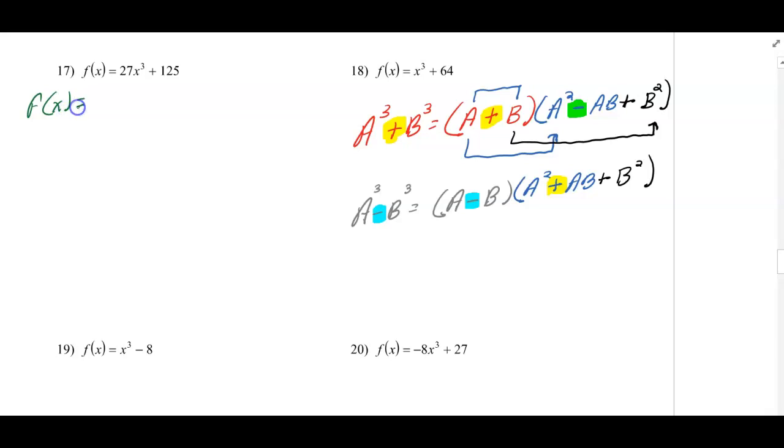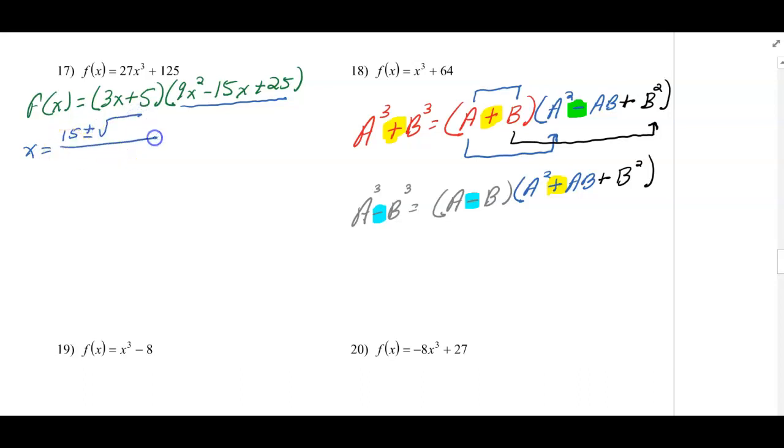So using the sum and difference formulas to the right, the cube root of 27x cubed is 3x. It's going to be plus, because it says a plus. Cube root of 125 is 5. Square the 3x, 9x squared, minus 15x, plus 25. At this point, I need to use the quadratic formula. So x is equal to 15 plus or minus the square root of, go ahead and calculate that, over 2 times 9. The discriminant is negative 675. So that's 15 plus or minus. I know 25 divides that.